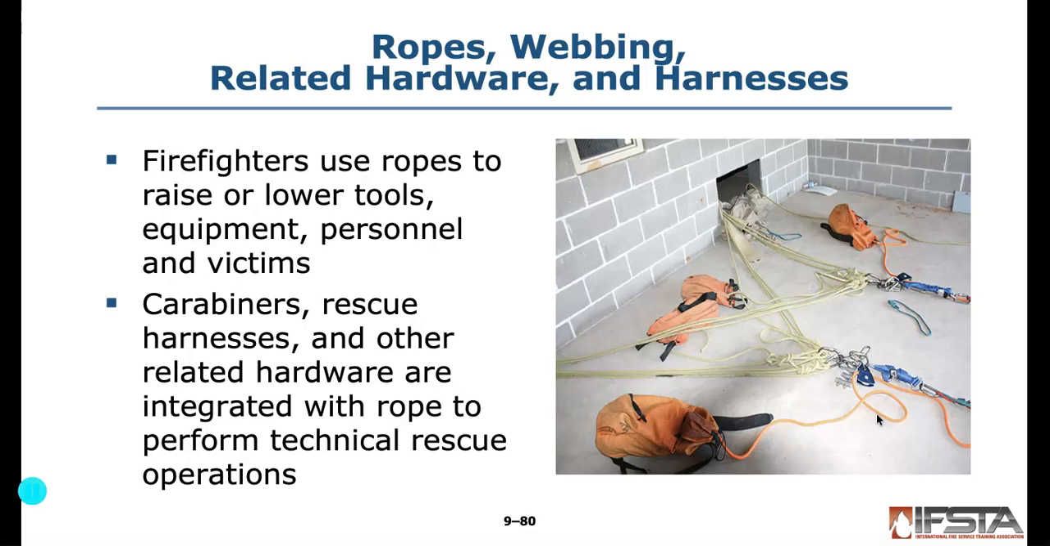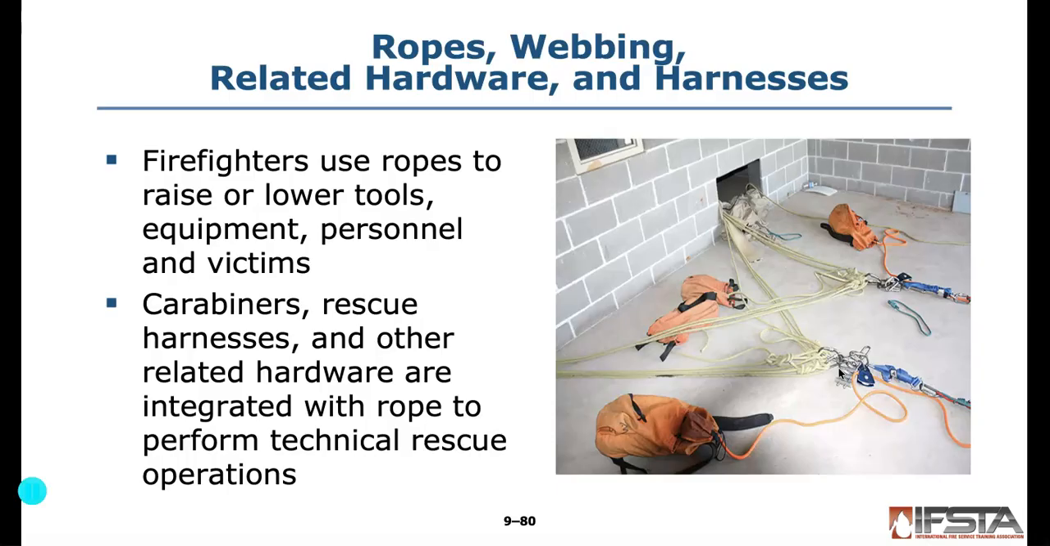Ropes, webbing, and related hardware. So what you're seeing here, this would be common for a lowering or raising system, right? You have ropes that come over, you have rope protection, you have different types of hardware that go along with that. You can use it to raise and lower tools, equipment, personnel, also victims. Some of the different types, rescue harnesses, that's what you'll put on if you're going to be raised or lowered. Carabiners, which are these metal locking pieces here, and you can use those to group things together.